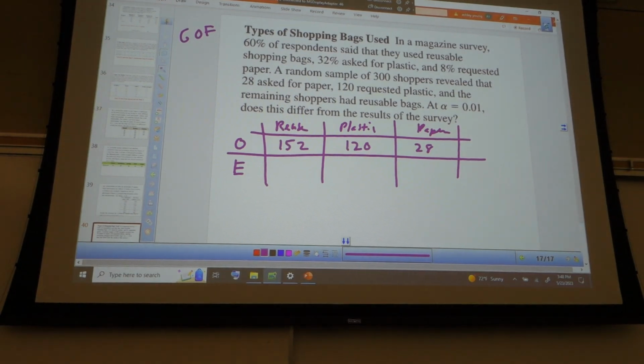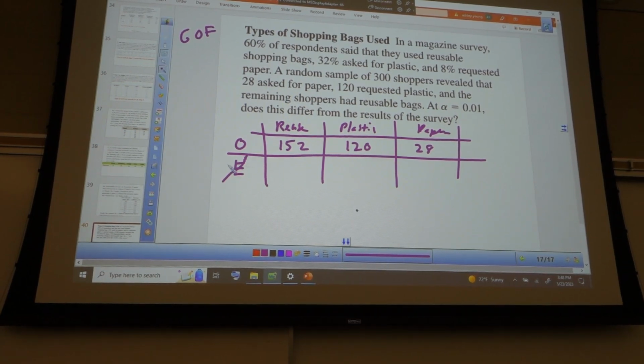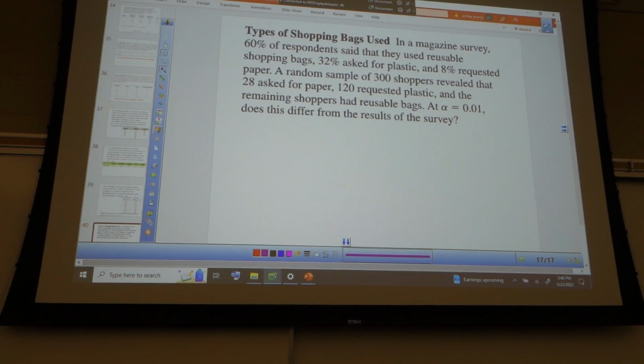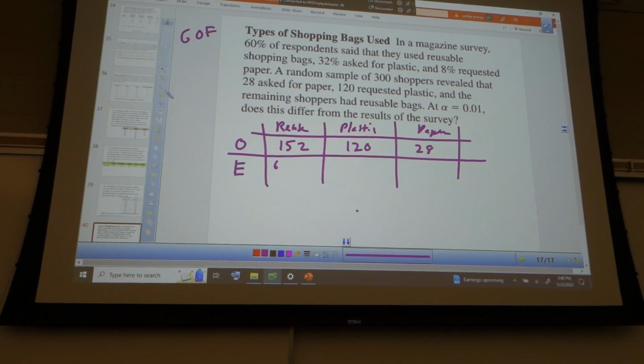Okay, so reusable is 60%. So is it just 60? Just put 60 in here like that? No. Do I do 0.60? No. I do 60% of what? 300. Of means multiply. So you multiply those, you get 180.